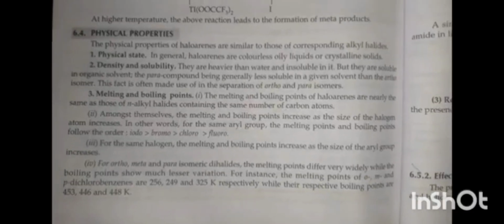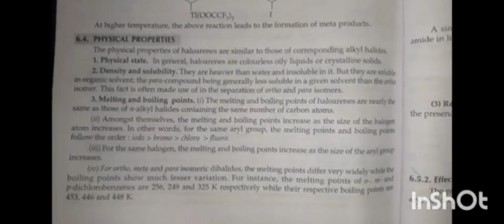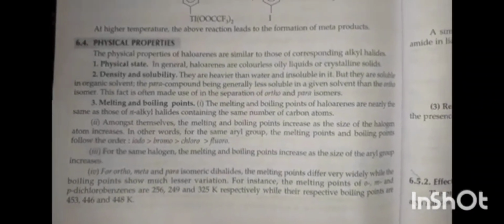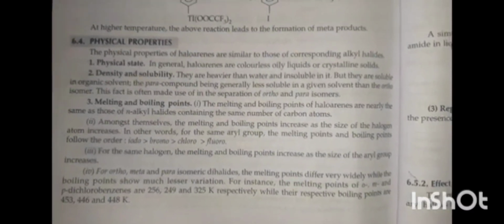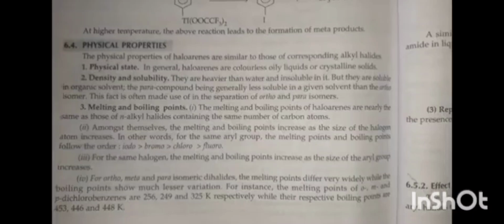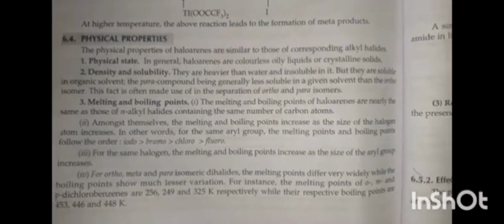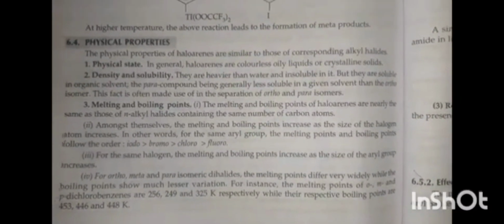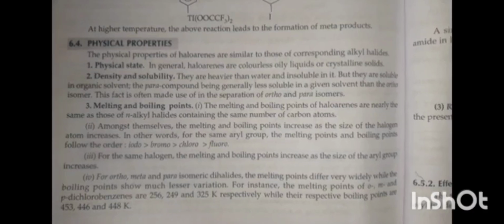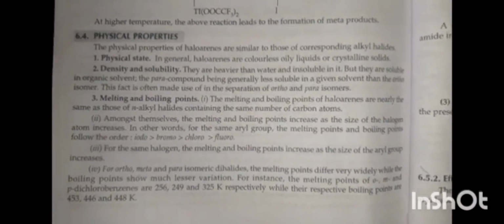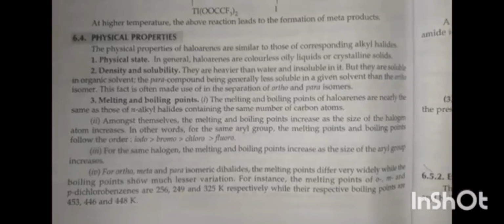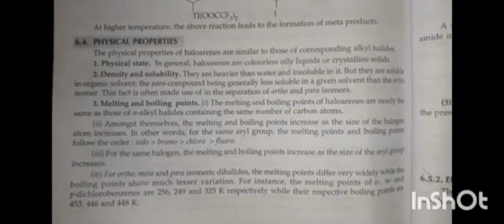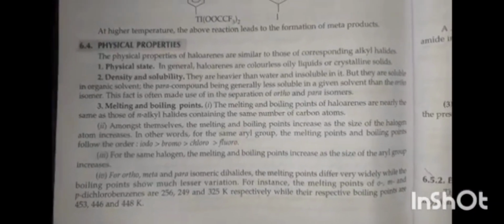Now the physical properties of aryl halides. First is physical state. In general, haloarenes are colorless, oily liquids or crystalline solids. Second is density and solubility. They are heavier than water and insoluble in it, but they are soluble in organic solvents. The para compound is generally less soluble in a given solvent than the ortho isomer. This fact is made use of in the separation of ortho and para isomers.